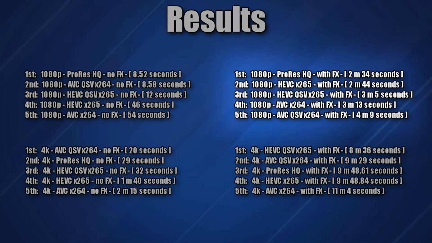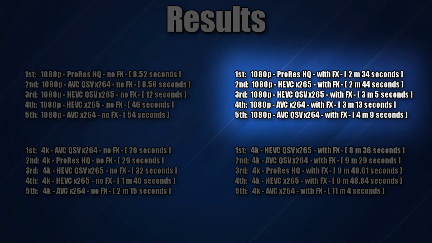Now moving over to 1080p with effects, in first place we have ProRes again at 2 minutes and 34 seconds. And in a very close second we have HEVC processor only at 2 minutes and 44 seconds. Then in third, fourth, and fifth we have HEVC QSV, AVC processor only, and AVC QSV. Surprisingly, the QSV are in the last 3 places.